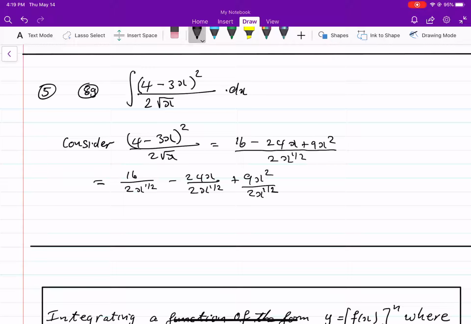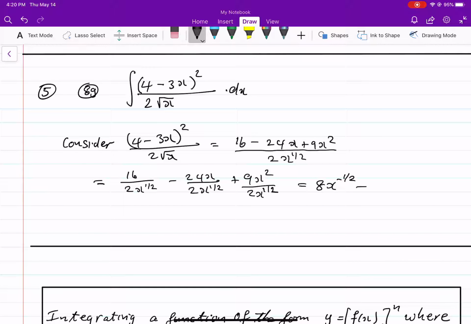Okay, let's simplify each fraction. 16 over 2, that would be 8. Remember, I have x to the half in the denominator, so if I throw it up, it will become 8x to the minus a half. That makes sense, people? 8x to the minus a half. Right? 16 over 2 is 8. The x to the half, which is still in the denominator, goes up. Becomes x to the minus a half.